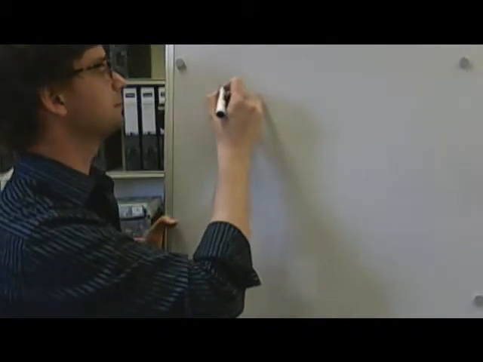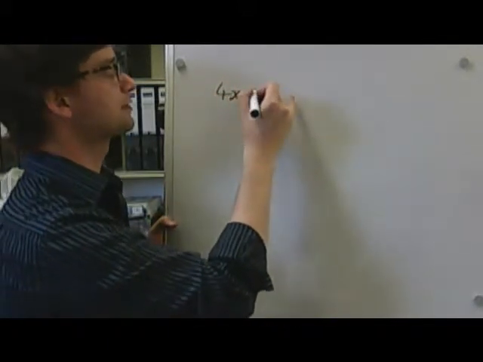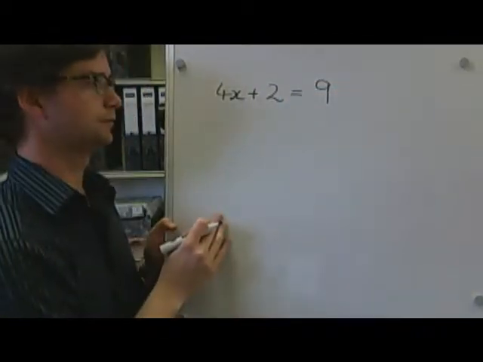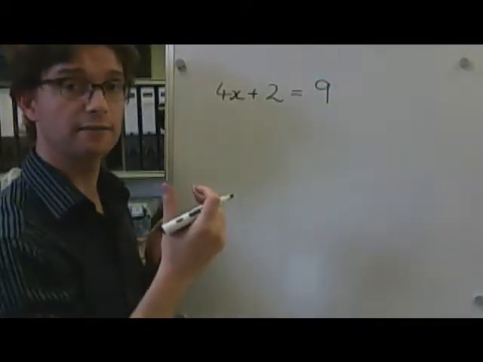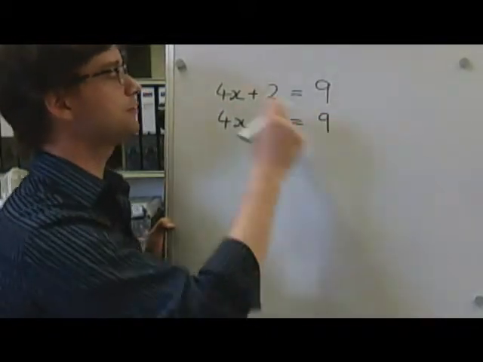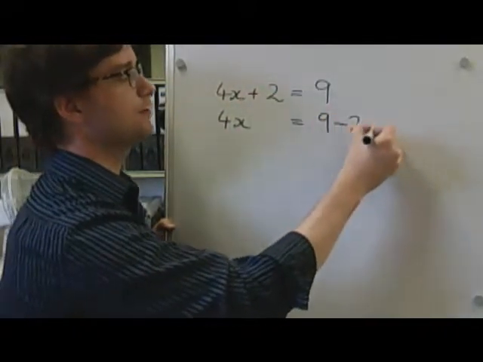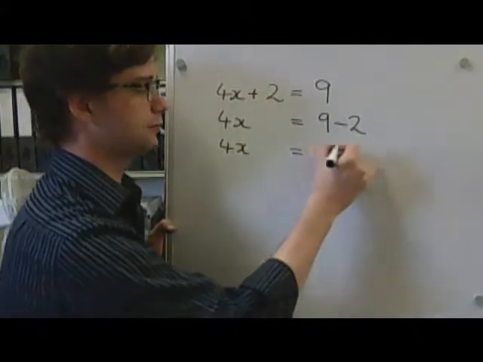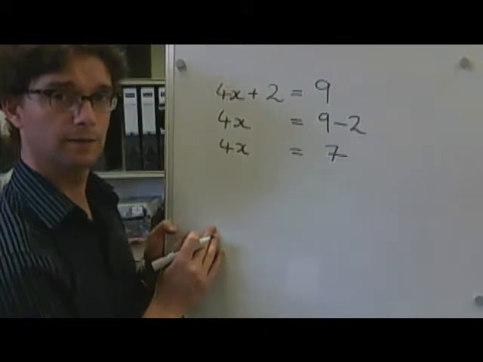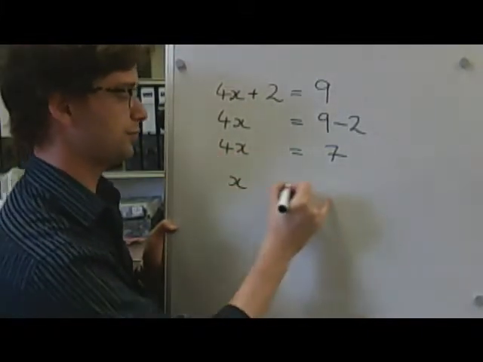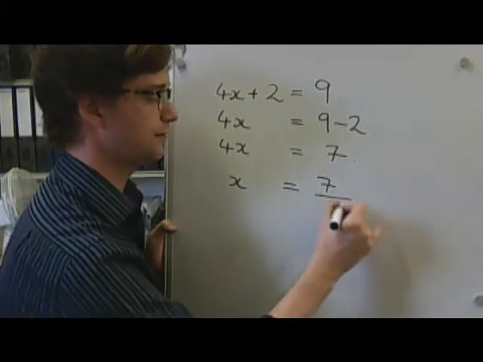Suppose we have 4x plus 2 equals 9. So we're going to play the same game, and I'll do it a bit quicker this time. I want to get the x's on their own, so I'm going to take this plus 2 and move it over here and make it a minus. So I'm going to have 4x equals 7. And now I'm going to take the 4 and divide it through, so I'm going to have x equals 7 over 4.